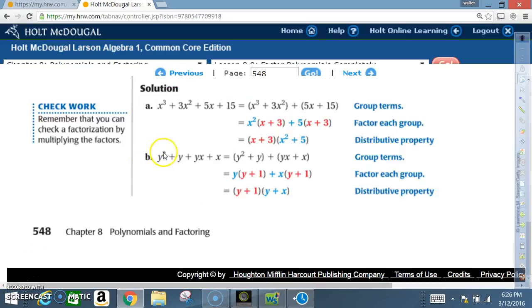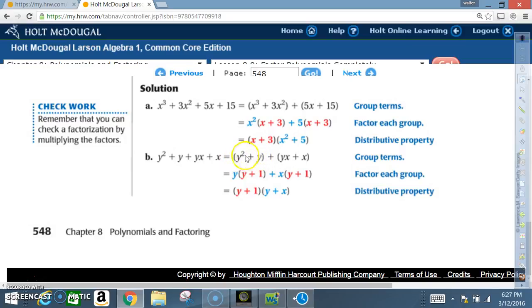B, we have y squared plus y plus yx plus x. Now we're going to look at this real careful and notice that here all we have is y's together. That's what we want. And here we have x's together. So we can pair the x's together and then the y's together. Now even though this has a y, it has an x, so it matches up with this one. All right, so we end up with a pair of y squared plus y and a pair of yx plus x.